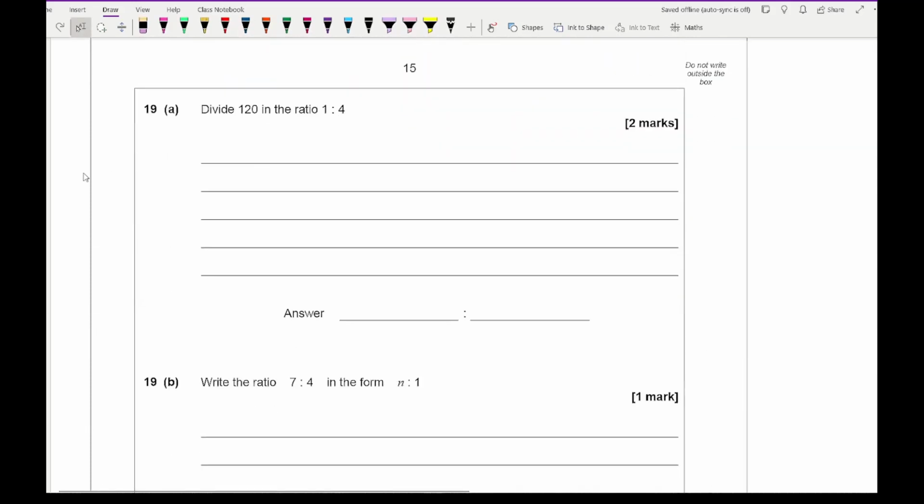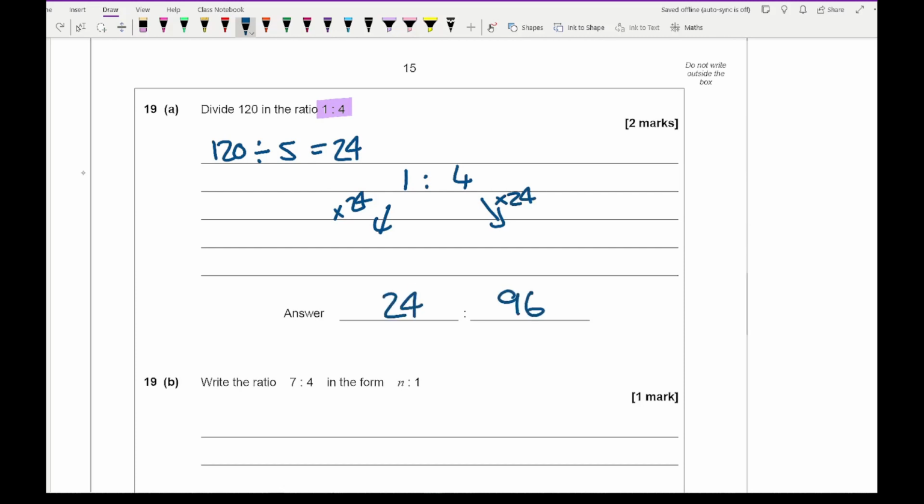Then for question 19a, it says divide 120 in the ratio of 1 to 4. So again, if you remember your rules of sharing a ratio, we add the numbers in the ratio, which is 5. We divide the amount by the answer, so 120 divided by 5, which is 24. And then we just multiply the two numbers in the ratio by the answer. So I've got 1 times 24 and 4 times 24, giving me an answer of 24 and 96.